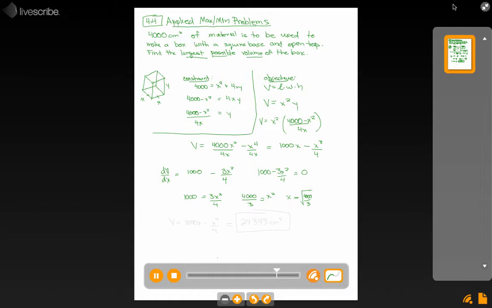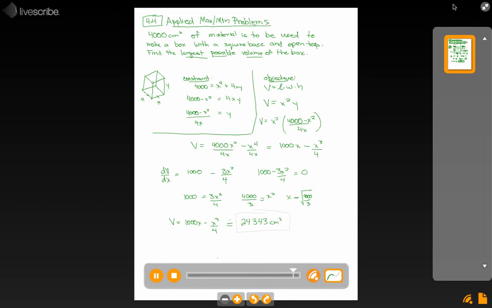If I was asking you for exact values of the length of the base or something like that, you'd be basically done. You could rationalize it and make it look a little prettier, but that's it. That's how big this base of the box is. But we're asked for the largest possible volume, so we actually want to say, what does this volume equal? And so I need to say, well, volume equals 1,000 x minus x cubed over 4. So let's put in some numbers and figure out how big a box we actually have. You crunch those numbers and you find that this volume is approximately 24,343 centimeters cubed.